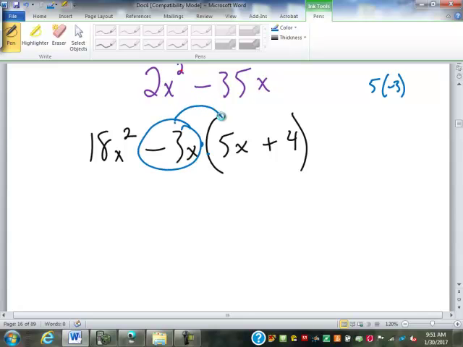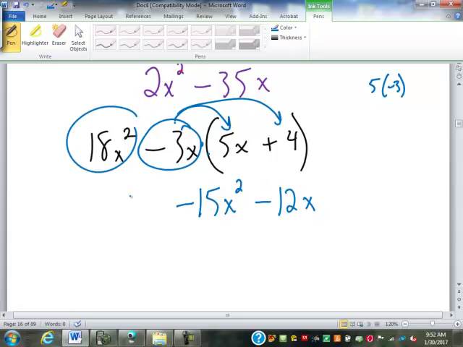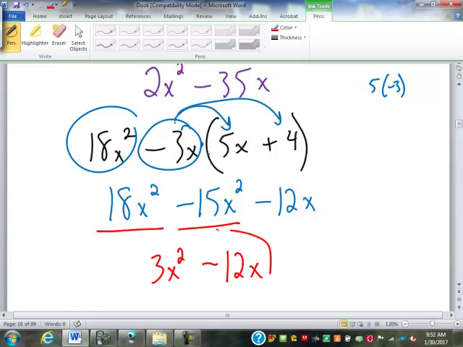So negative 3x times 5x. Negative 15x squared. Negative 3x times 4. Negative 12x. We still have that 18x squared up here that needs to come down. And I can combine the x squareds. 18 and negative 15 make positive 3, and it stays x squared because I am now adding negative 12x.